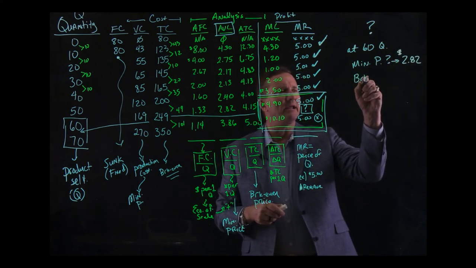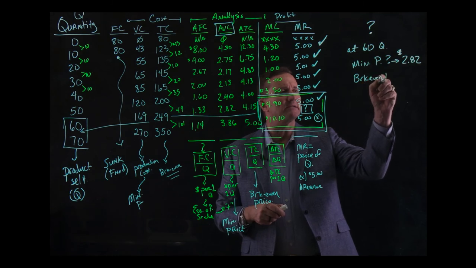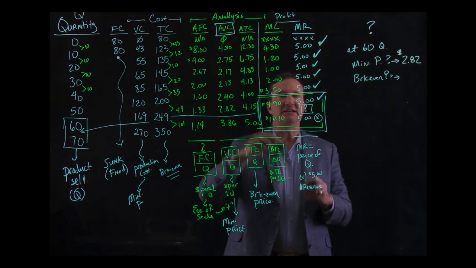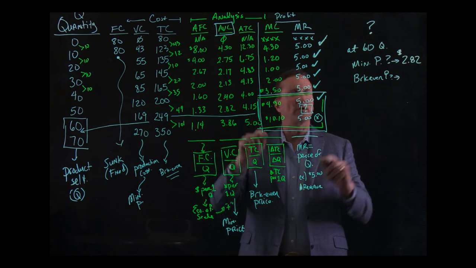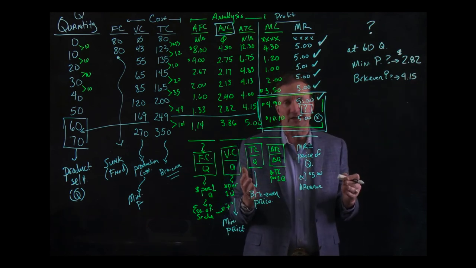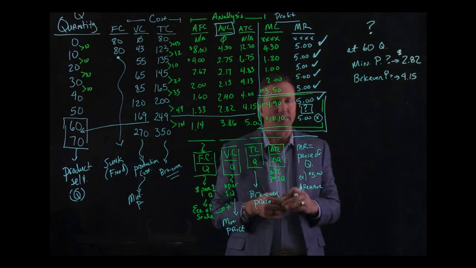What about a break-even price? Well, that's going to be your total cost. So that's going to be, it's going to take $4.15 as a price to break even. What are we selling our product for? The answer is 5, so we're making money.